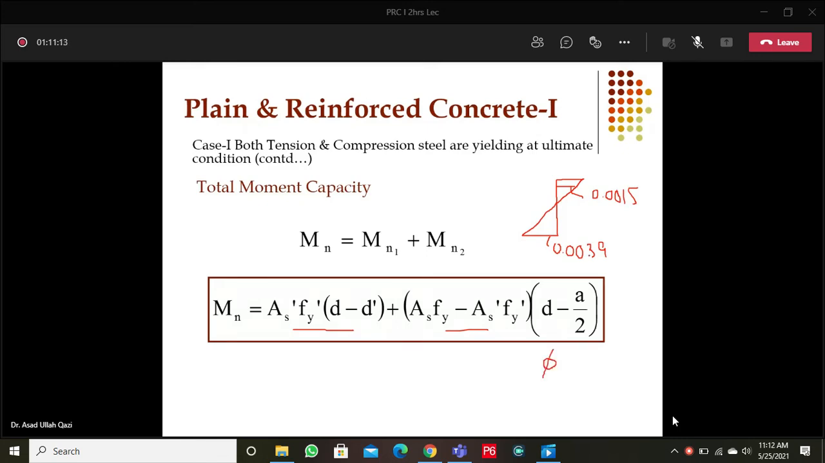Based on the tension steel strain, phi will be decided, and it will be less than 0.9 and greater than 0.65. So whatever phi I get by doing linear interpolation, I have given you the equation to get phi. You will put it over here and multiply phi with this entire equation, and then this will give you the moment resistance of that double beam, which is phi Mn.